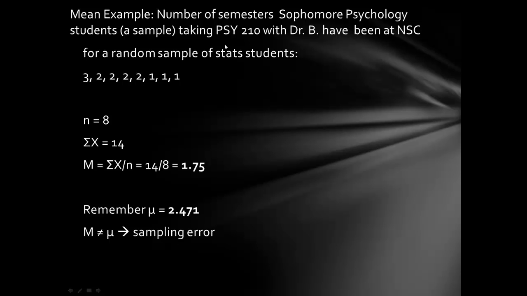I took a random sample of my students. But there's also probably some sampling error that's systematic because I took a sample from a specific class, a convenient sample, if you will, of students that I personally had access to. But just in general, the sampling error is the difference between the sample mean and the population mean. These two do not match.